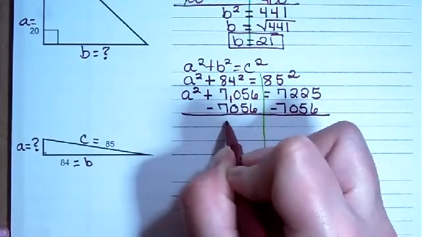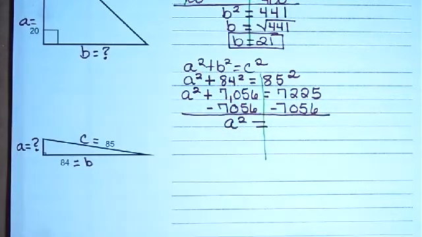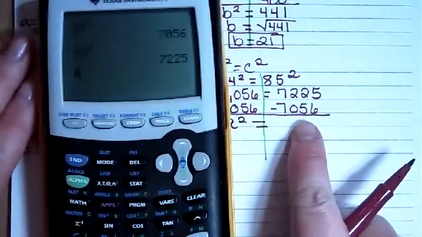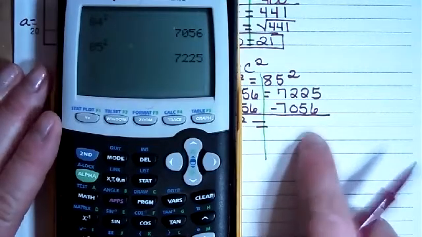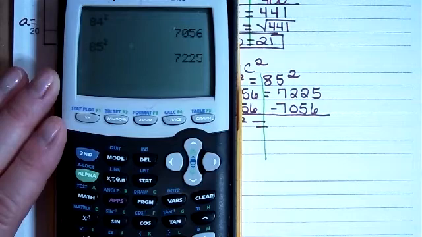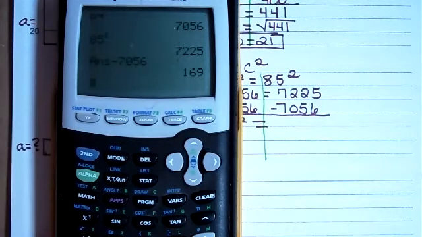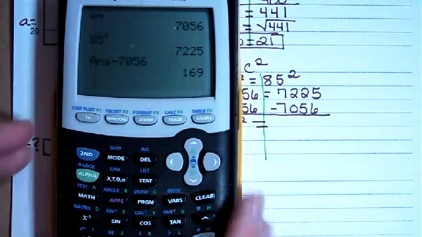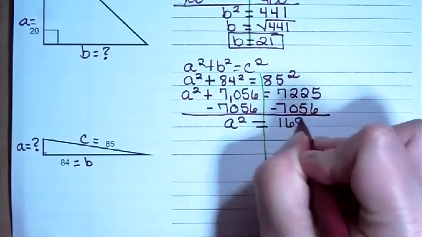Now, on the left side, I'm going to have A squared equal to... I'm going to grab the calculator because I'm not sure I'm going to try this one without it and go much faster right here. I already have my 7,225 right there, so I'm just going to press subtract 7,056, and that's going to give me a difference of 169. So right here, I'm going to put 169.